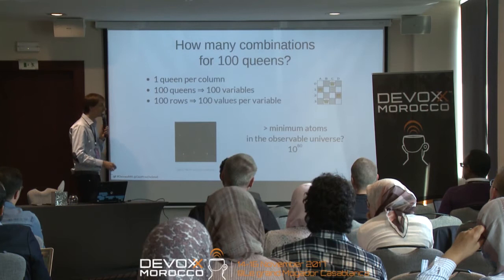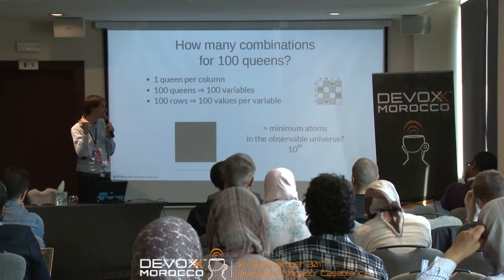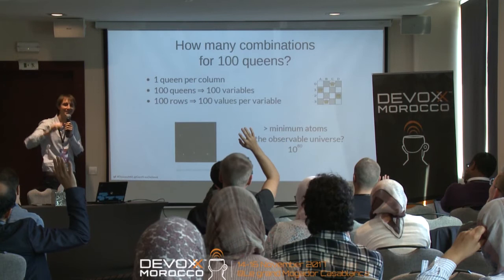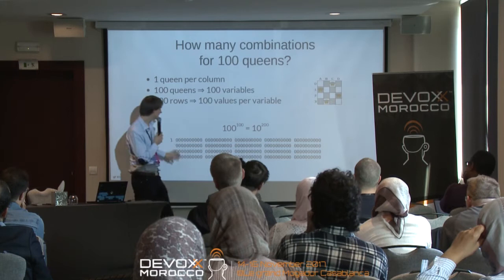So who thinks it's more than the number of atoms in the observable universe? That's 10 to the power 80. So think about every breath of air, every grain of salt, there's like a billion billion atoms in there. Who thinks it's more than that? So more people now, which is a bit strange, but okay, given the previous question. But you guys are right, because in fact, it's 100 to the power 100, which is 10 to the power 200, which is basically this number over here. I couldn't fit it on one line, right?